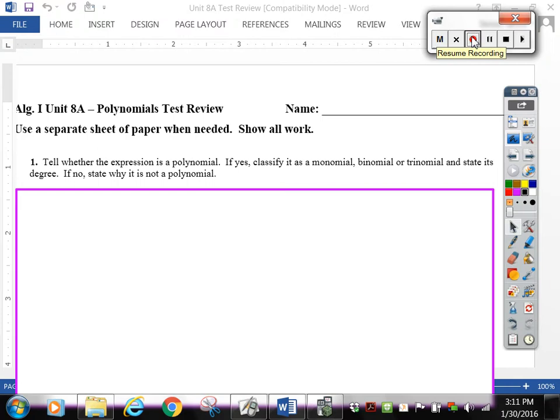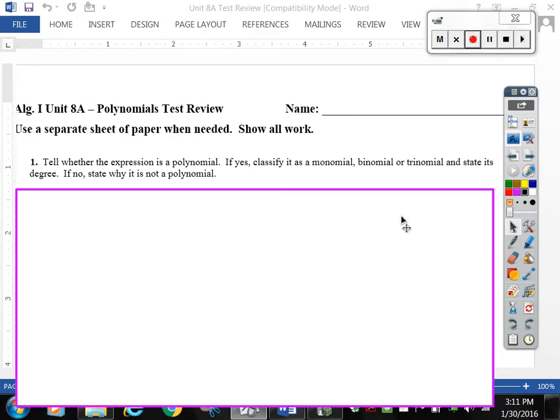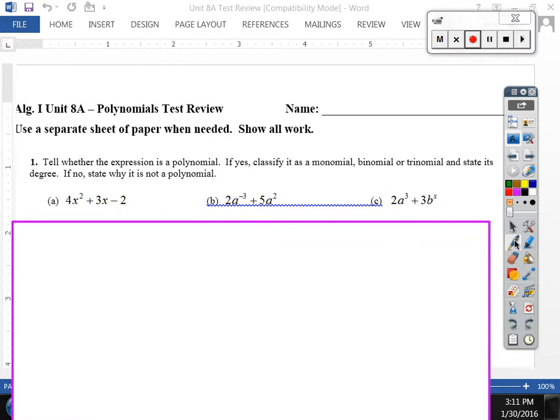Okay, let's get started. First thing we want to do is figure out what is and is not a polynomial. Looking at A, I have monomials that are separated by a plus and a minus, and all of my exponents are integers, so this is a polynomial. So what kind of polynomial is it? Well, first of all, it's a trinomial because it has 3 terms. A monomial has 1 term, binomial has 2 terms, trinomial has 3 terms.